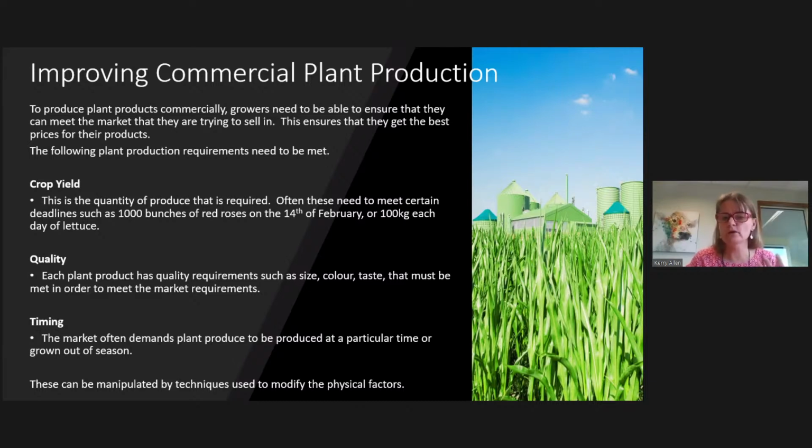Okay. And your plants will require some attributes such as taste and flavour that you will need to meet for your market if you're in fruit production. And then once again, that timing, you need to be at the time or be able to manipulate it to grow them out of season.